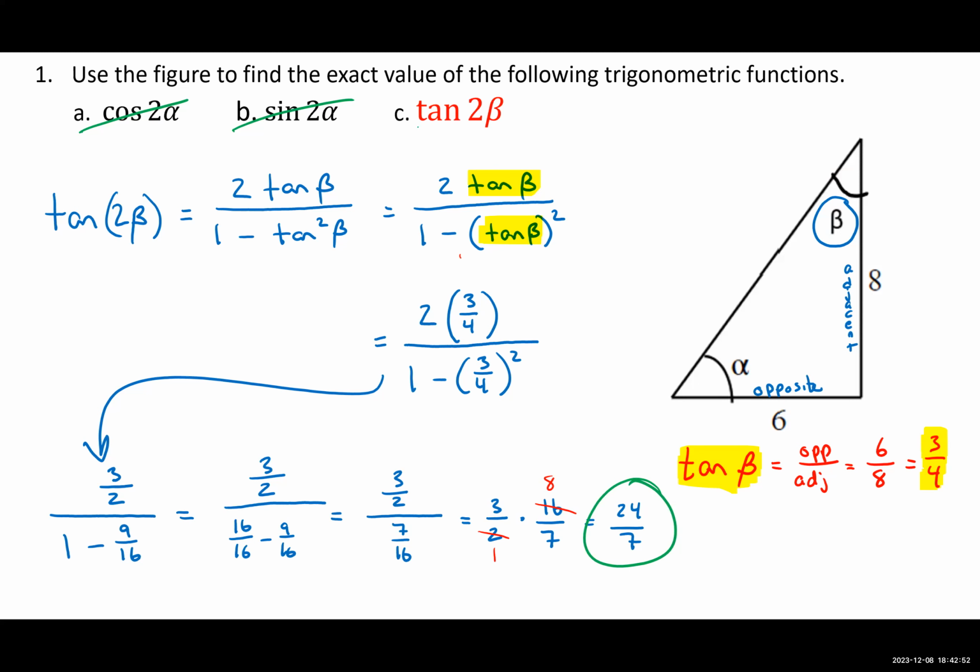All right, so number one, it was actually 3 problems. Cosine of 2 alpha, sine of 2 alpha, tangent of 2 beta. All right, looking good. Let's do one more. Similar problem, still sticking with the triangles.